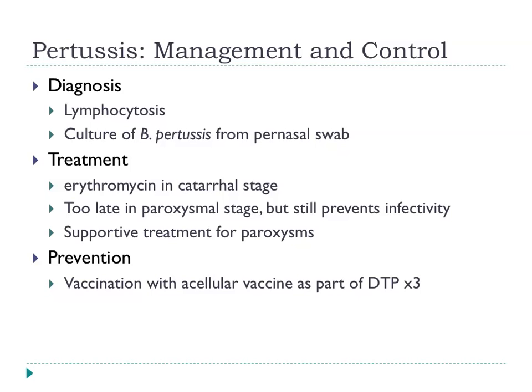How do we diagnose this? Well, if we look in the blood, we see something called lymphocytosis, a proliferation of lymphocytes in the peripheral blood. So when you take a blood sample and you look at the white cell count, that's one of the hallmarks. You also can grow the organism, and it normally lives at the back of the throat. Particularly, the best place to try and get the organism is from the back of the nose, the so-called nasopharynx.